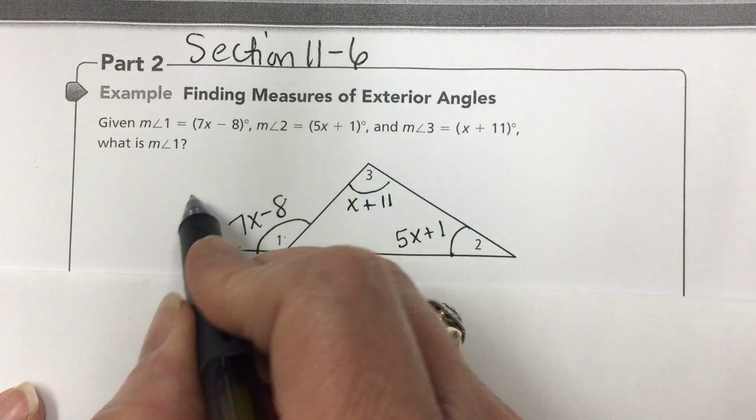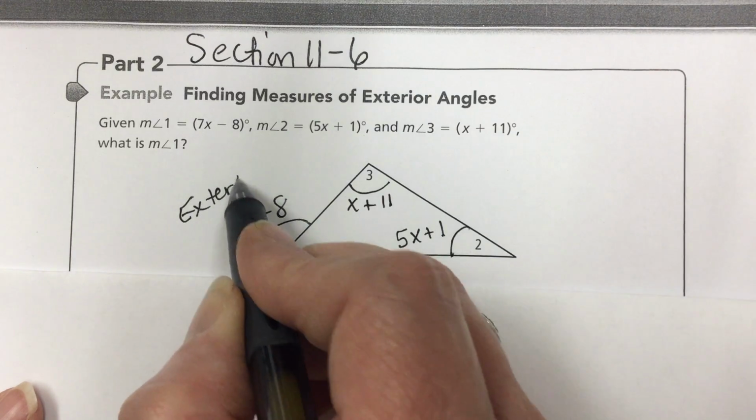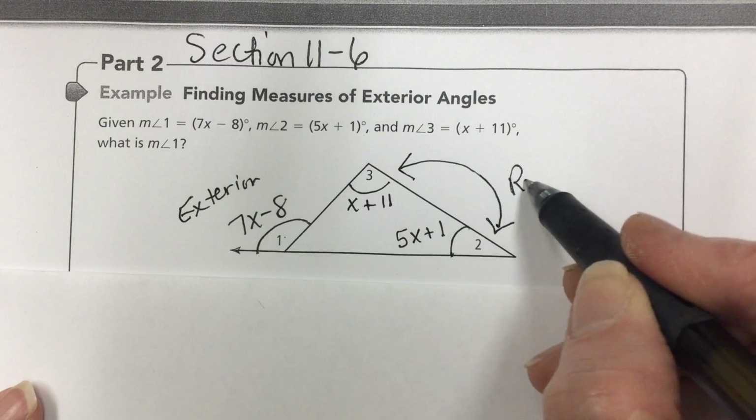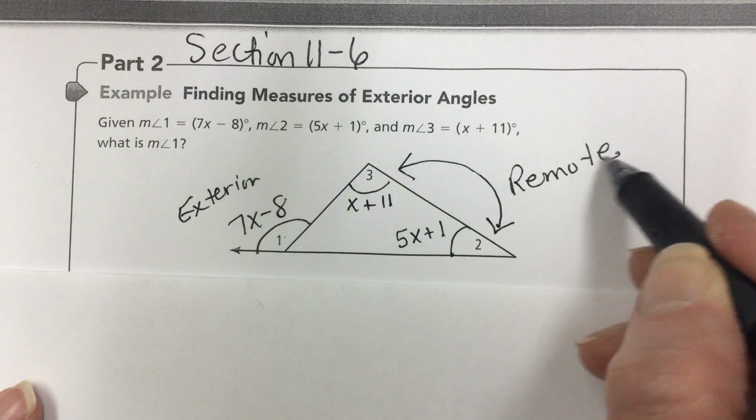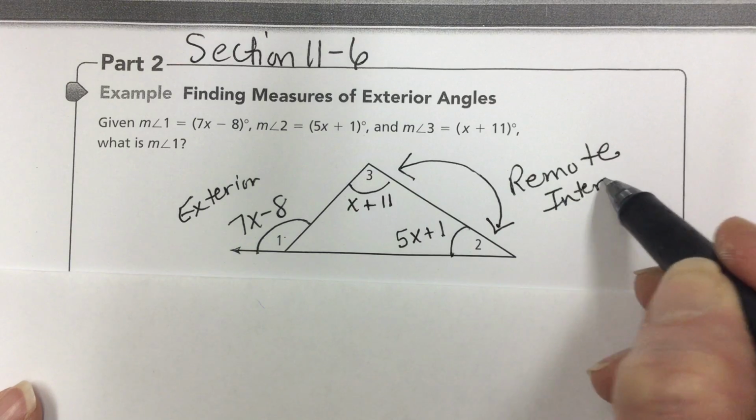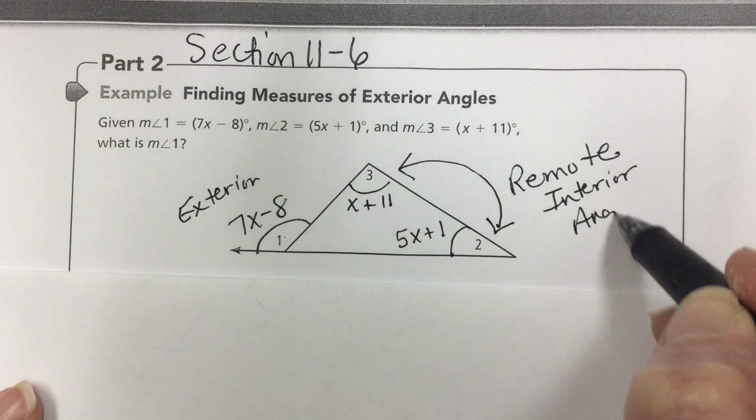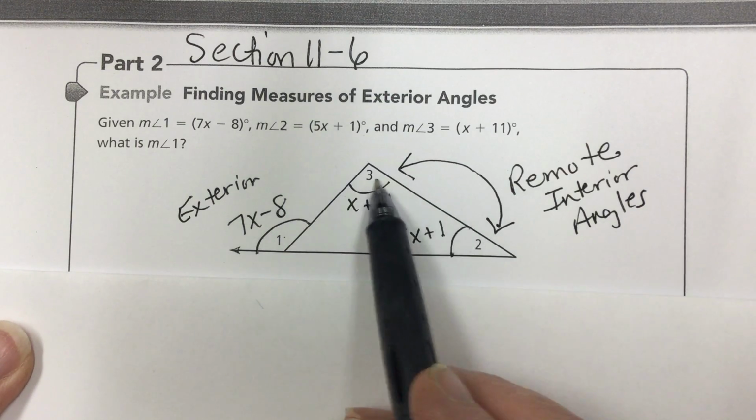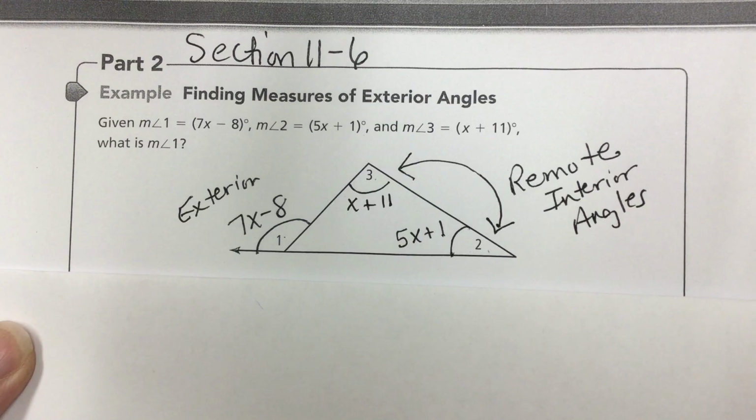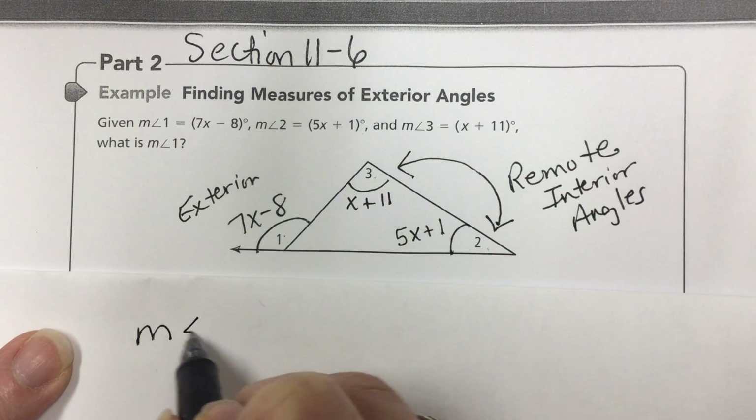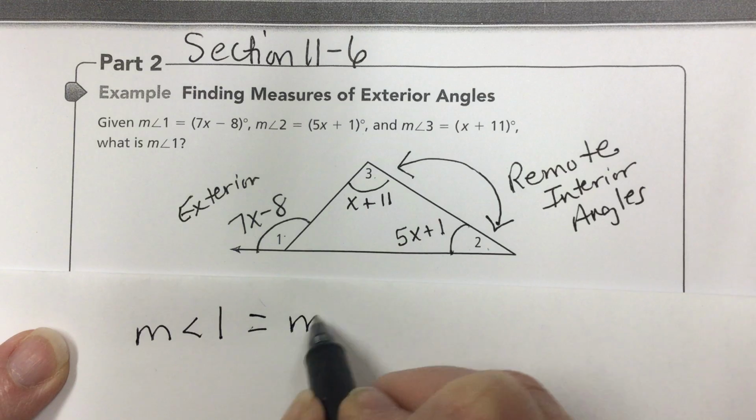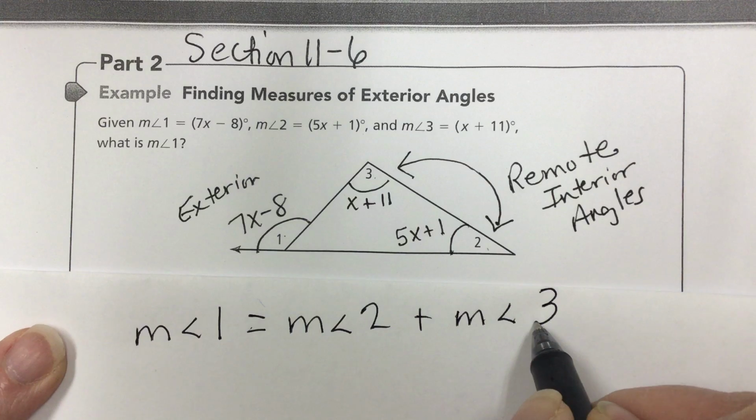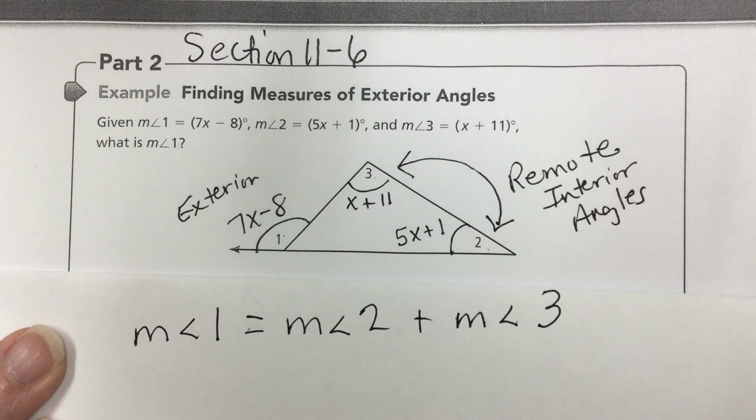Angle 1 is an exterior angle. And these two angles, angle 2 and angle 3, recall these are called the remote interior angles. The exterior angle is equal to the sum of the two remote interior angles. So I can write that the measure of angle 1 is equal to the measure of angle 2 plus the measure of angle 3. We've learned that previously.